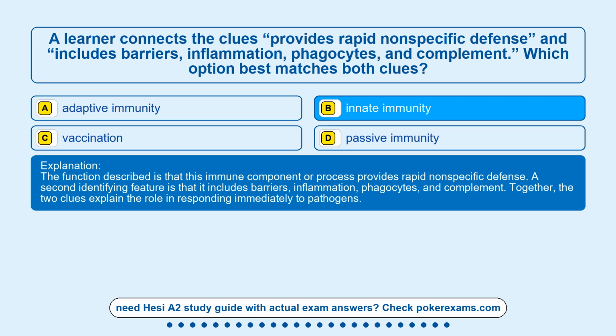The function described is that this immune component or process provides rapid nonspecific defense. A second identifying feature is that it includes barriers, inflammation, phagocytes, and complement. Together, the two clues explain the role in responding immediately to pathogens.